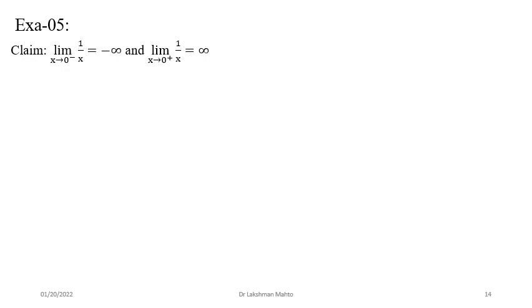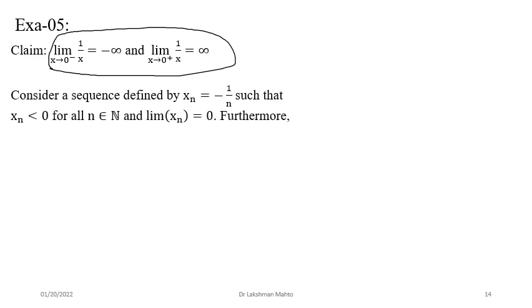So another function: 1 by x. If you are taking the limit from the left of 0, then 1 by x will approach minus infinity. But if you are taking the limit from the right of 0, then 1 by x will approach plus infinity. So here we observe a one-sided approach. That's why we had already discussed that there would be no issue. Again, if you are approaching x from the left side of 0, you come up with the sequence minus 1 by n. You can easily see that every term of the sequence falls on the left side of 0.